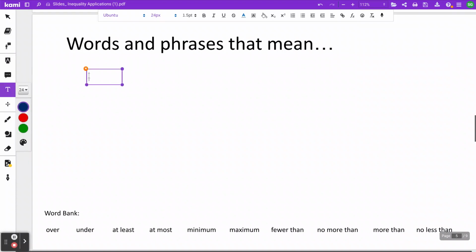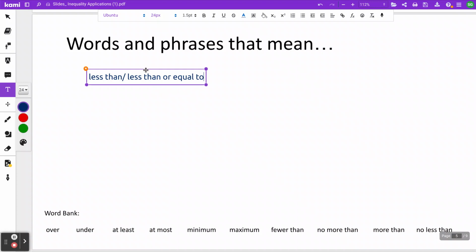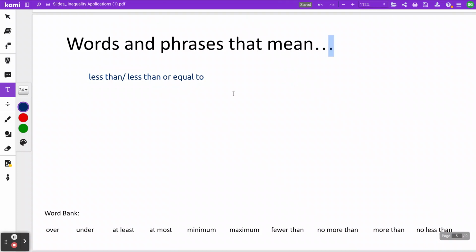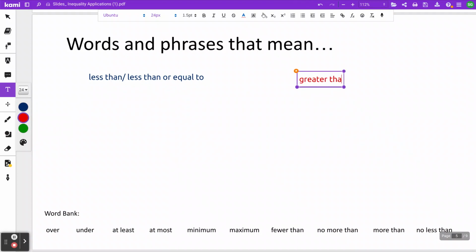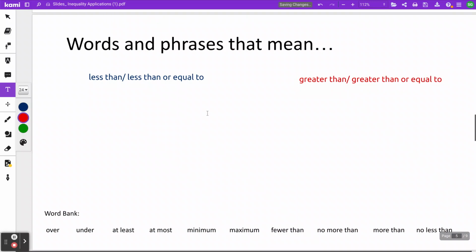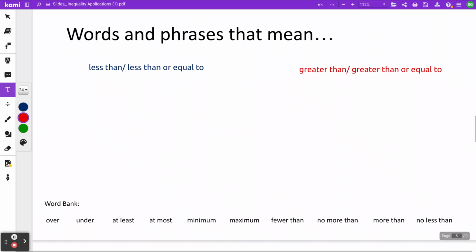In my head, I organize them really into 2 categories. We've got those words that mean less than, or even less than or equal to. And then we also have words that mean, and I'll change colors, greater than, or also greater than or equal to. And there are so many words that you can see in these stories that help us know what inequality sign we need. But I've got a lot of the most common ones down here at the bottom.